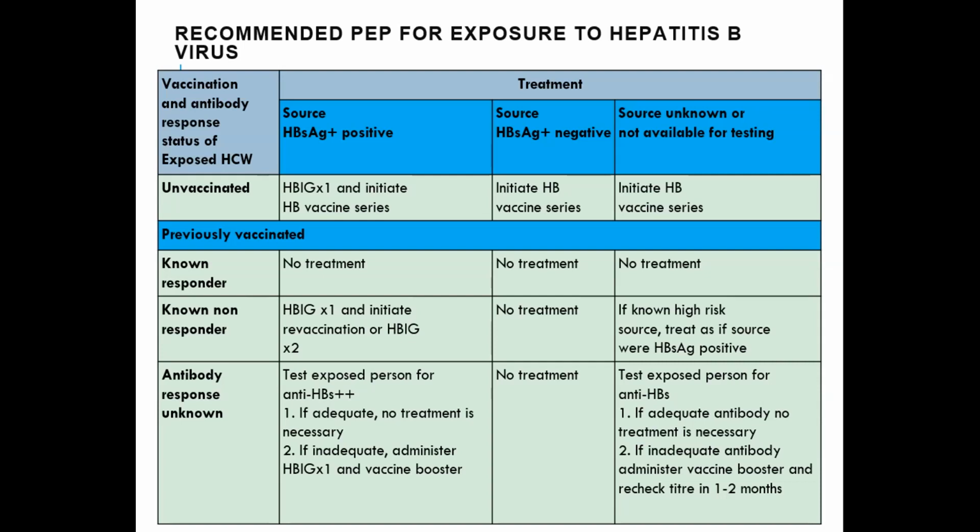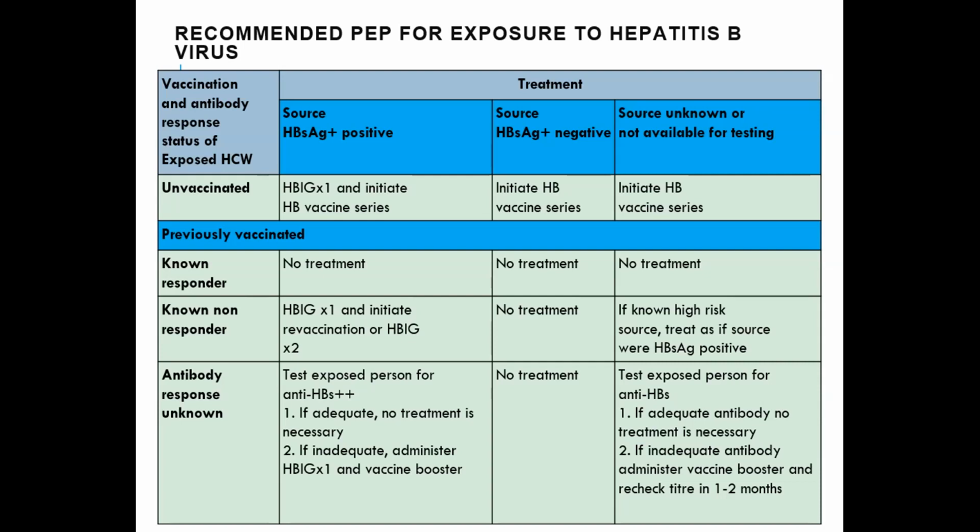But if the source is unknown or not available for testing, usually if it is a high-risk source, we treat the source as positive. But if its antibody response is unknown, usually we test the healthcare worker's anti-HBs. If it's adequate, usually no treatment is required. If it's inadequate, usually we administer the vaccine booster. But if the source is negative, usually no treatment is needed.